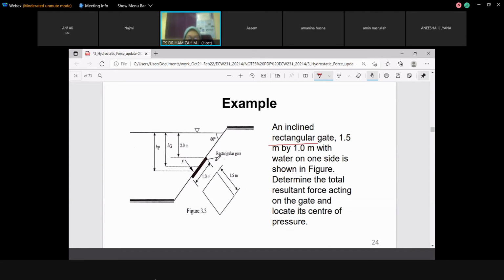So 1 ni biasanya B lah. Base, this is H. Oh no, terbalik. H is 1. H ialah ketinggian gate. B is 1.5. Okay, and then this is the H. We have HG and also HP. So the force must be act on the HP.